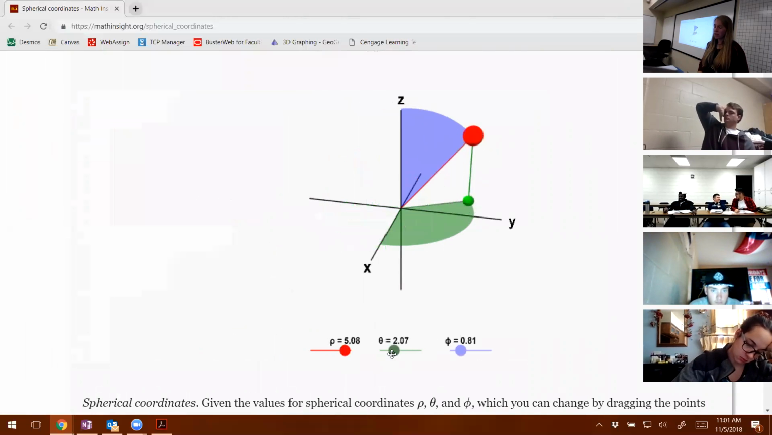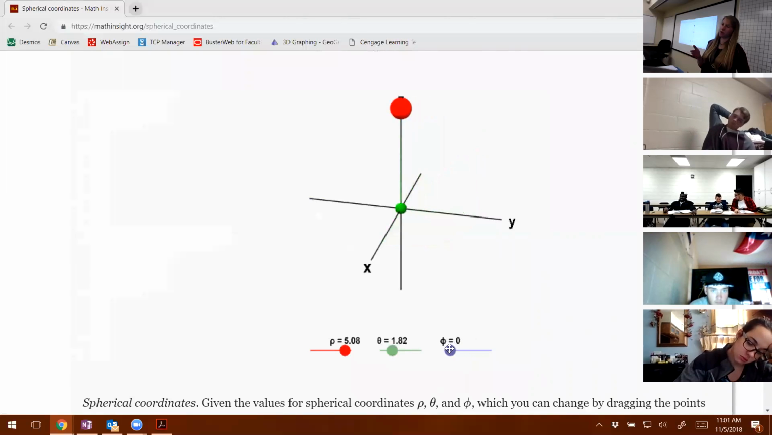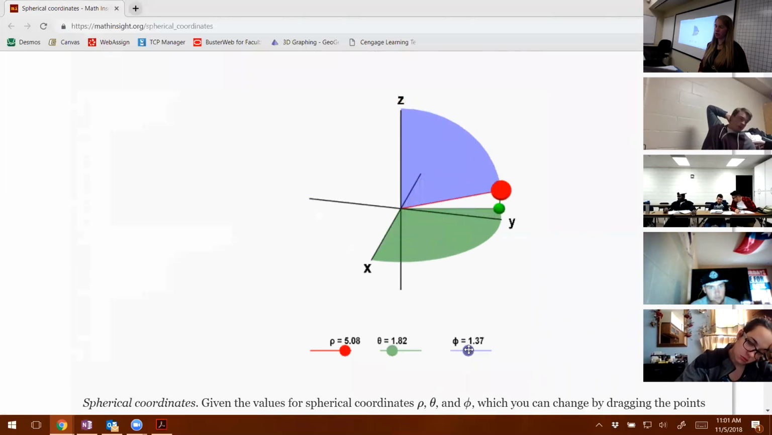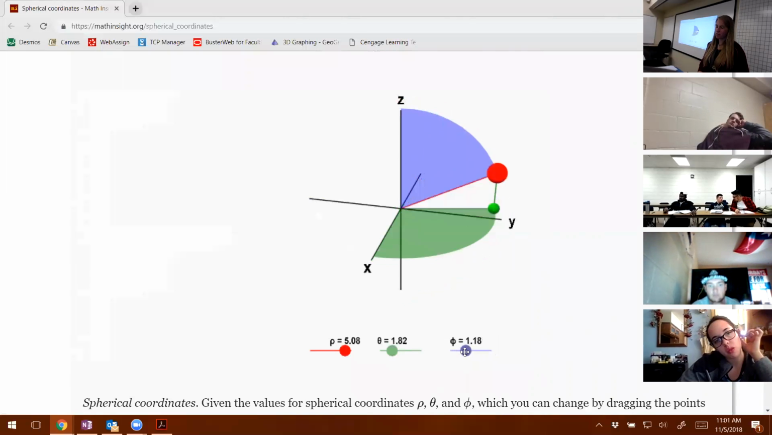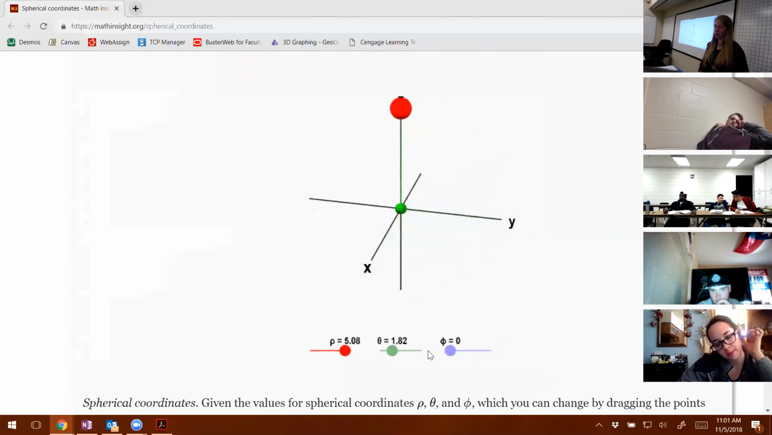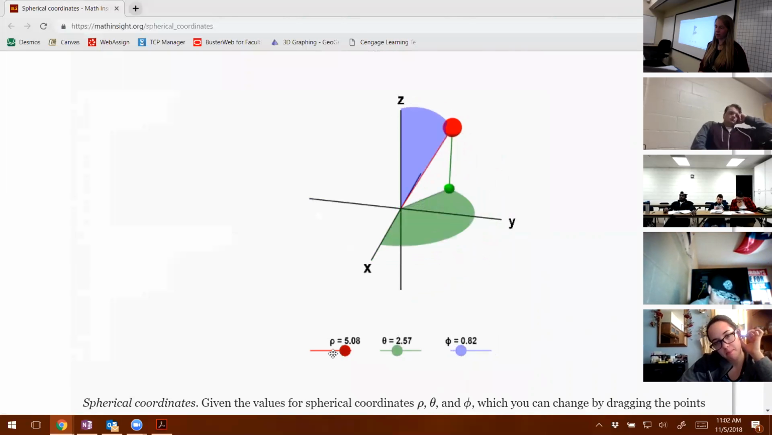And the other new piece we had to work with was phi. What phi does is measure your angle from the positive z-axis. So when phi is 0, you're on the z-axis. And as it gets larger, we're going further from the z-axis. We did have the restriction that phi was only between 0 and pi, because otherwise we'd loop back and it wouldn't really work. But r and theta, or rho and theta, hopefully are a little more familiar.